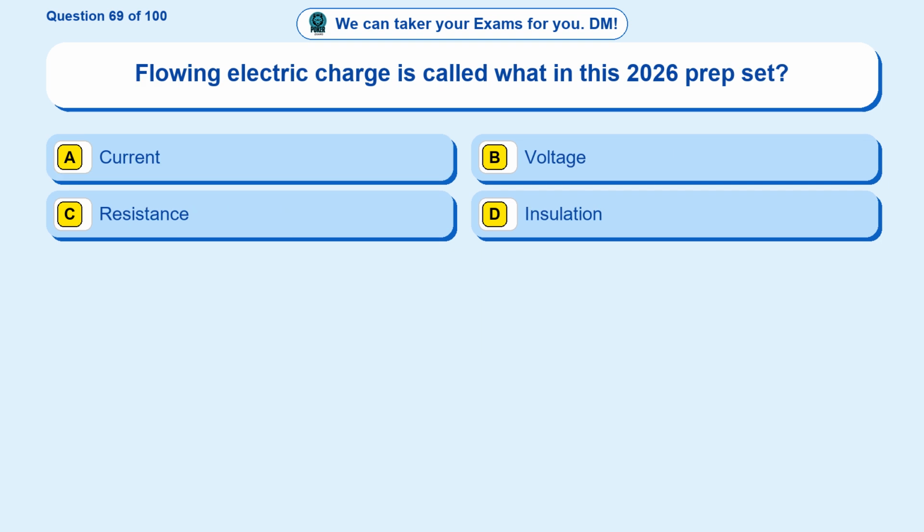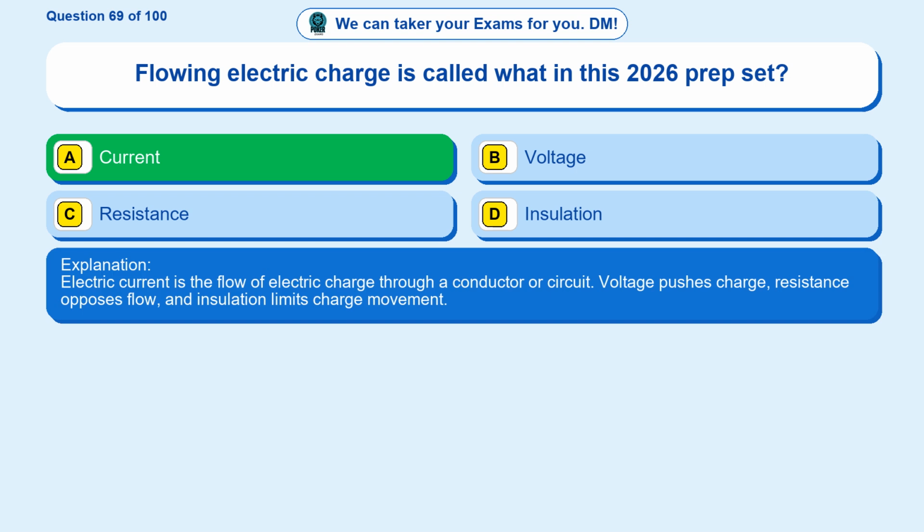Question 69. Flowing electric charge is called what in this 2026 prep set? Option A, current. Option B, voltage. Option C, resistance. Option D, insulation. The correct answer is option A. Current. Electric current is the flow of electric charge through a conductor or circuit. Voltage pushes charge, resistance opposes flow, and insulation limits charge movement.